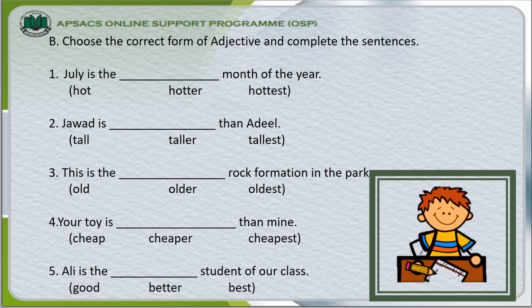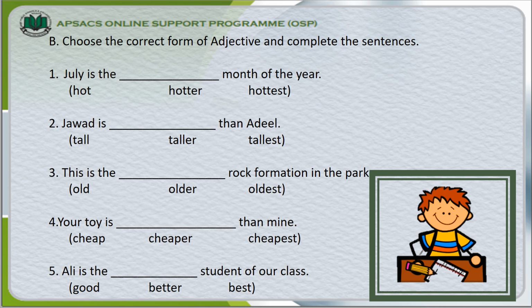Okay, students, so what do you think? Which degree of adjective is best for this sentence? Yes, that's correct. July is the hottest month of the year. 2. Jawad is dash than Adil. Options: tall, taller, or tallest.